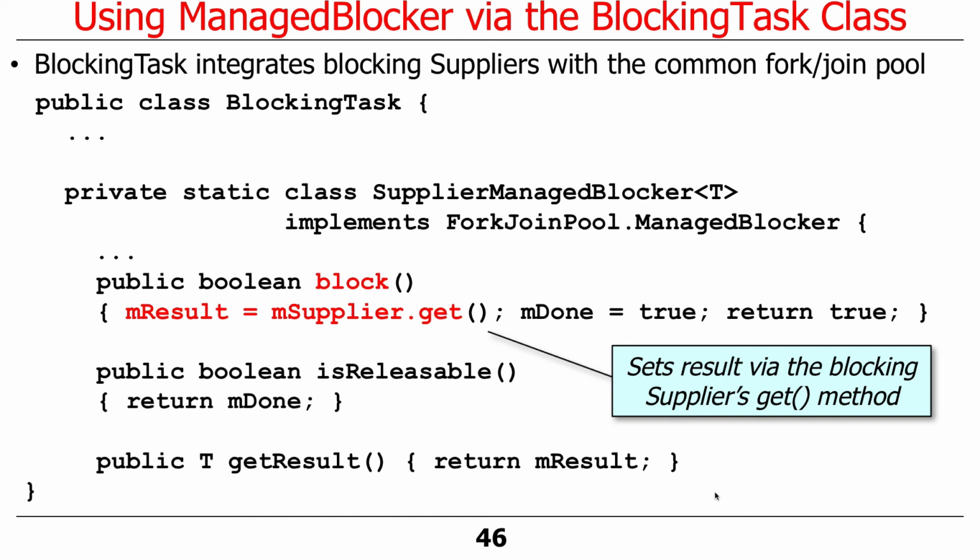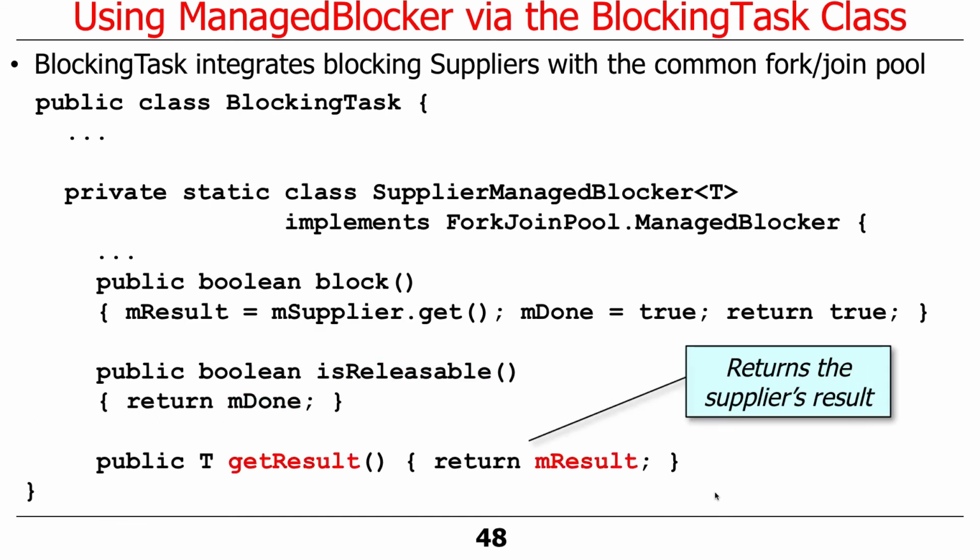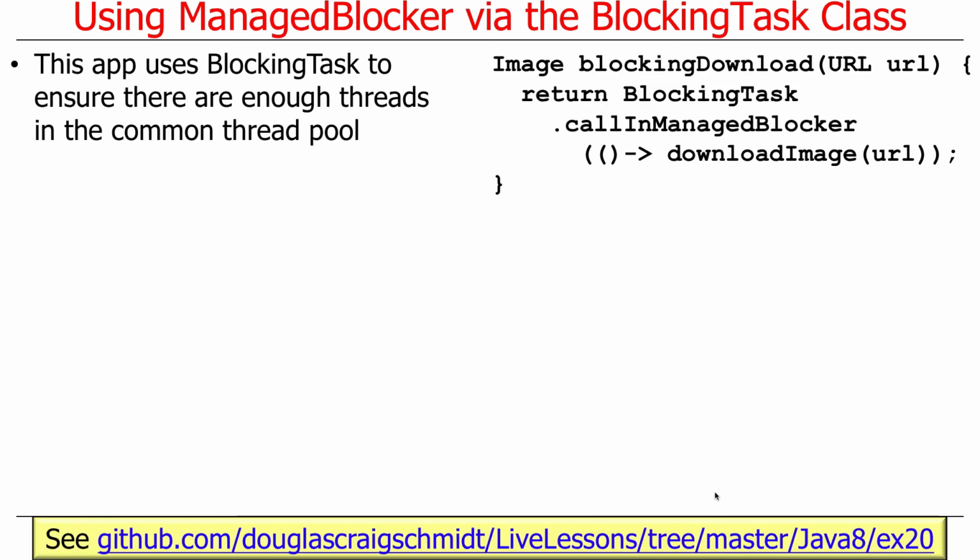Remember, with the supplier, you provide a lambda or a method reference, and that is turned into a call to get. And this call will then do whatever lambda or method reference you passed in, and that will then work in the blocking context. When it's done, it'll return the result, set the flags appropriately, and then we can get the result later. So super cool, simple little example demonstrating how you can wrap these classes and make them work more effectively. If you take a look at this example, example 20, you'll see how to do it.